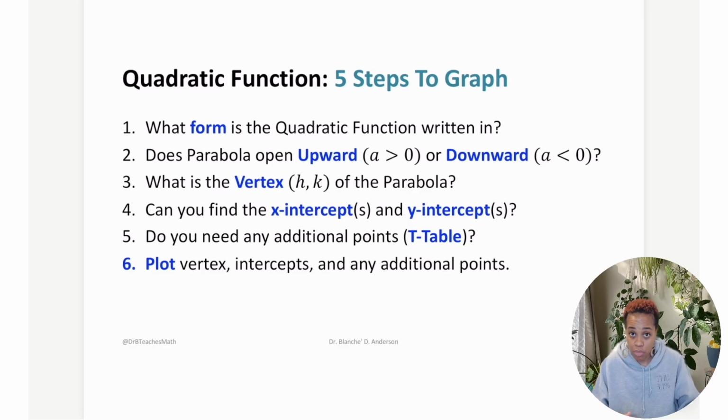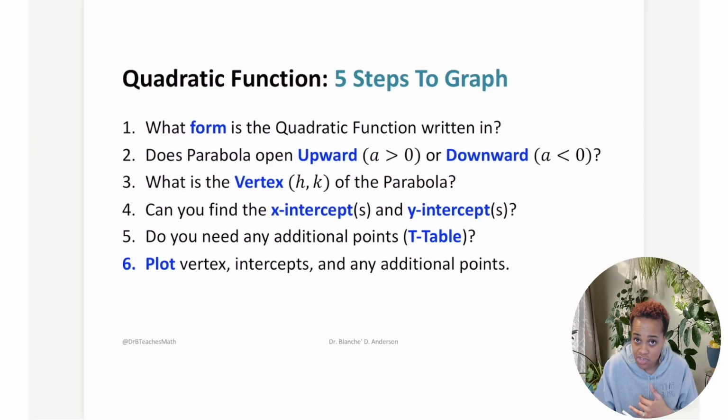Does it open upward or does it open downward? What is the vertex? Because that's going to be one of your points. And then remember, to draw any graph, you need at least 2 points so that you can connect the dots, right? For a parabola, you probably want 3 points because you want to see what sides the legs are on. The legs of them, I'll call them legs.